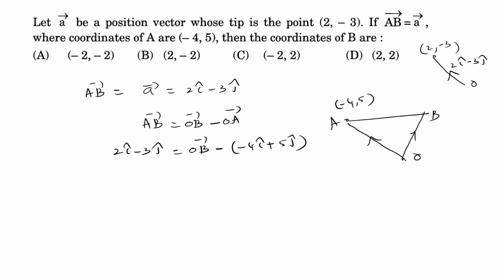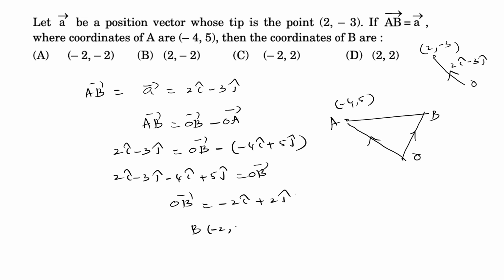So if you shift it to this side, you get 2i minus 3j minus 4i plus 5j is equal to OB vector. That is, we get OB vector is equal to minus 2i plus 2j. That means B has coordinates as minus 2, 2, which is option C.